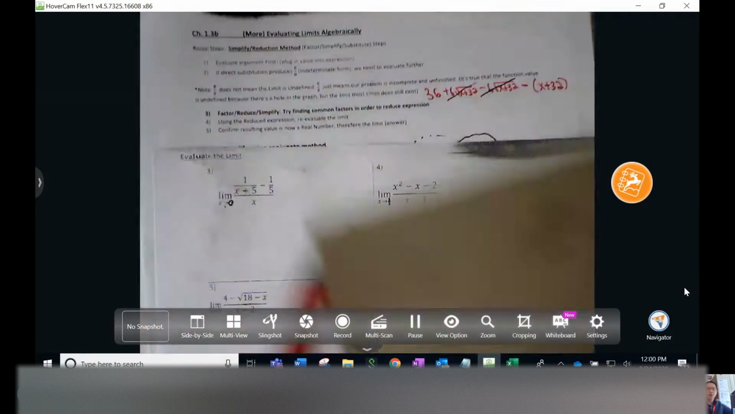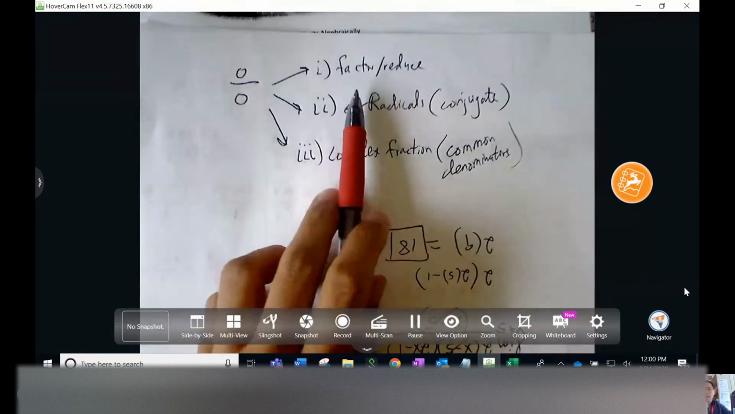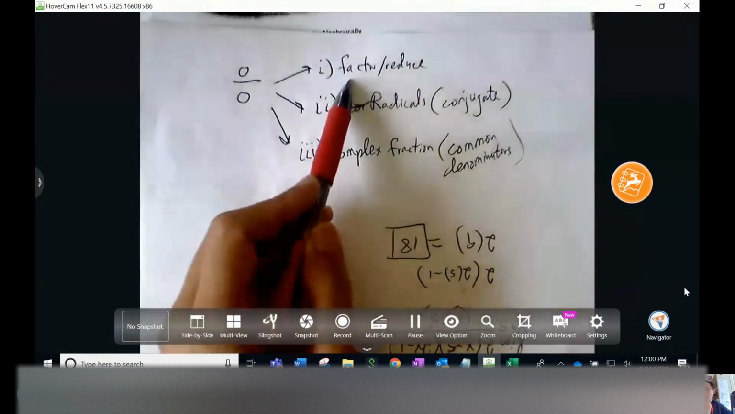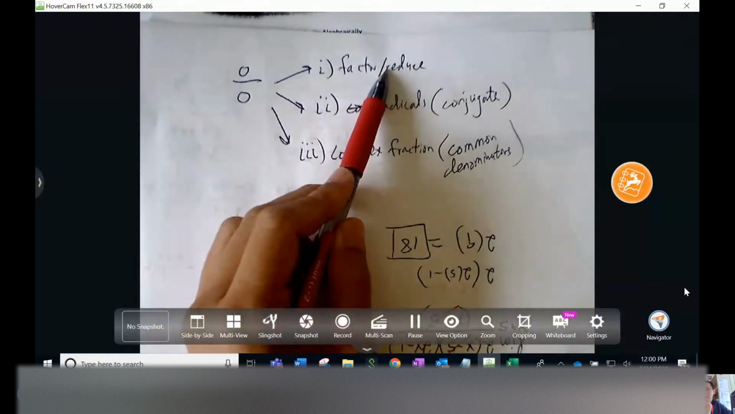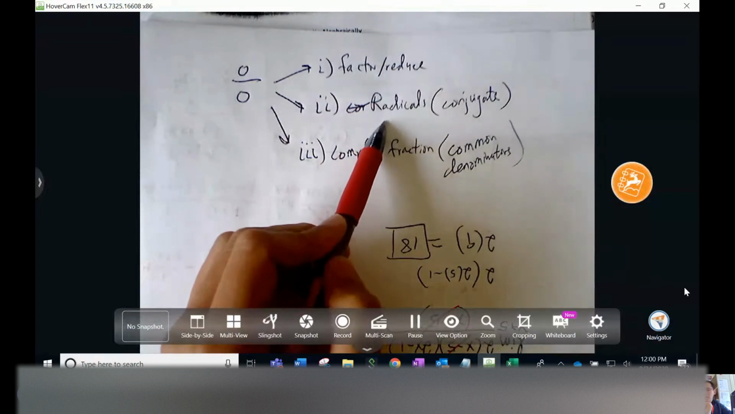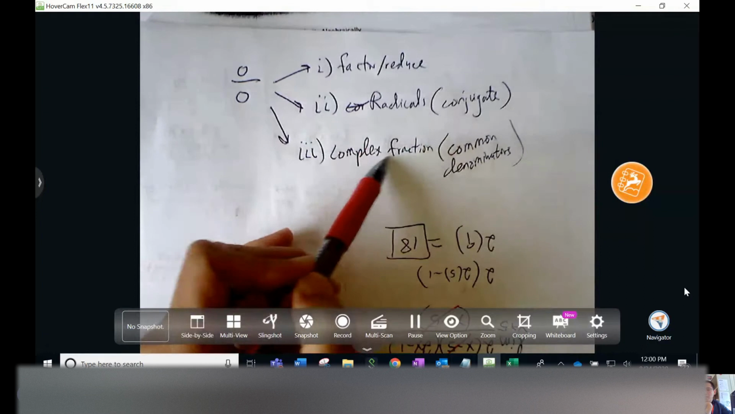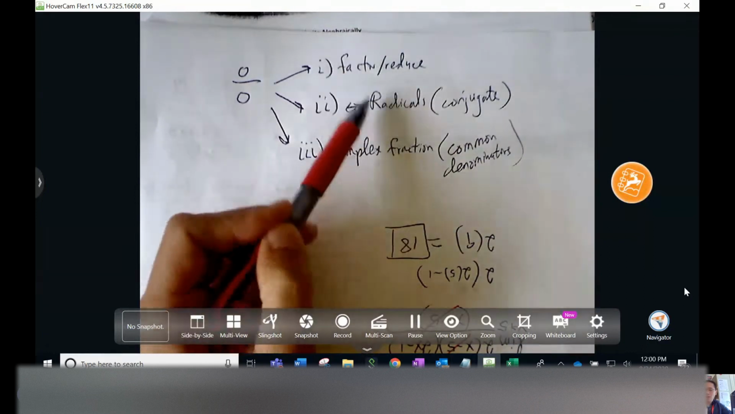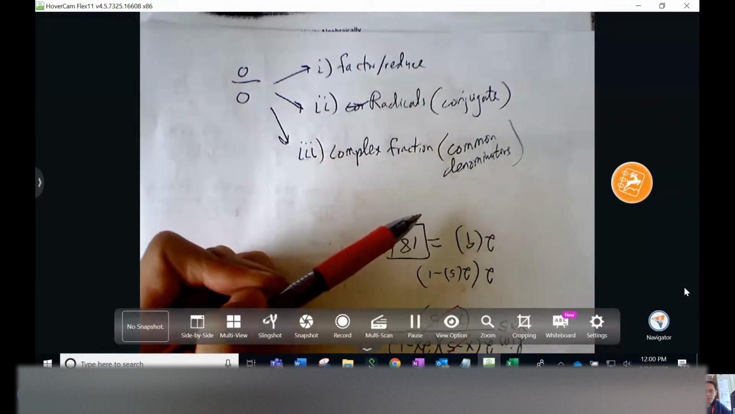And what I mean by cleanup steps is when you see 0 over 0, you're going to look at the problem and decide which of these methods to apply. Is it just a factoring problem, where you can factor and then find a common factor between numerator and denominator and cancel out? Is it a radical problem where you have to involve the conjugate? Is it a complex fraction where you have to involve common denominators? Either way, the goal is the same. You're trying to find the hole to match between numerator and denominator so that you can cancel out.